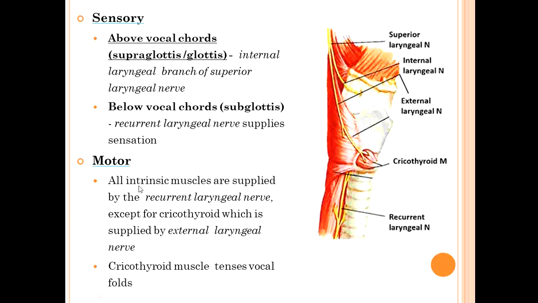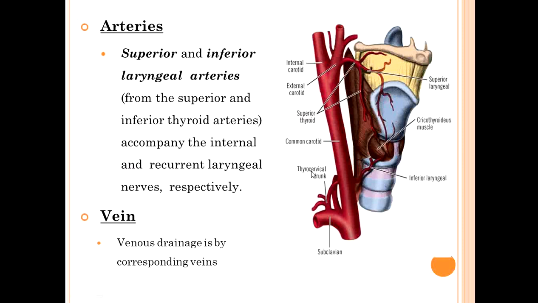What about the motor supply? All the intrinsic muscles are supplied by the recurrent laryngeal nerve except cricothyroid. The cricothyroid muscle gets its nerve supply from the external laryngeal nerve, and cricothyroid is the tensor of the vocal fold. Okay, then what is the blood supply?